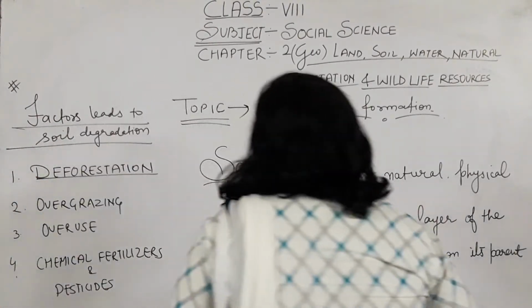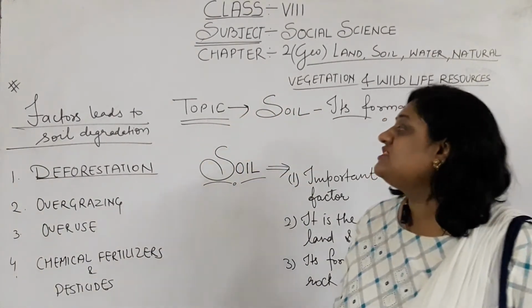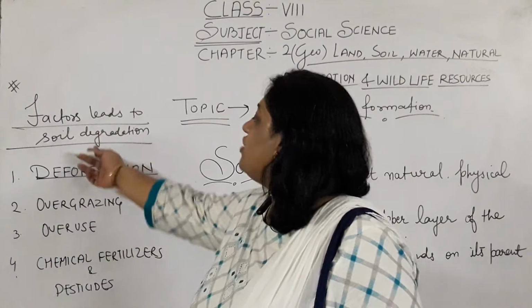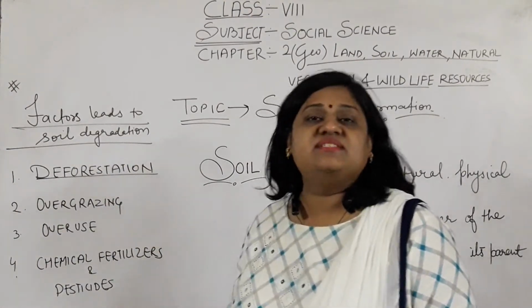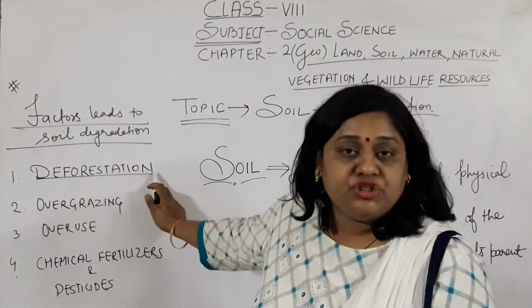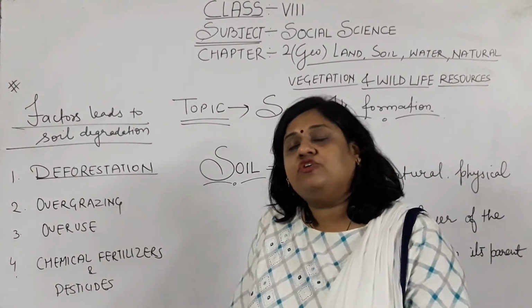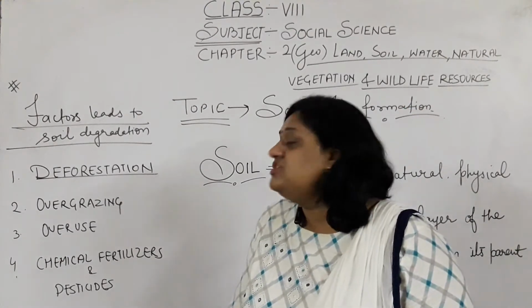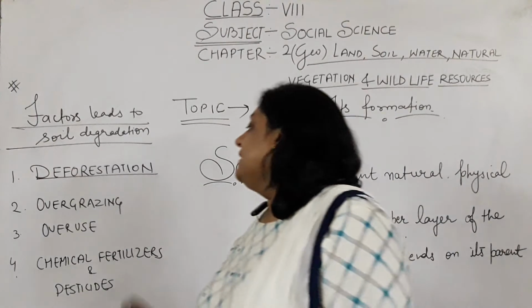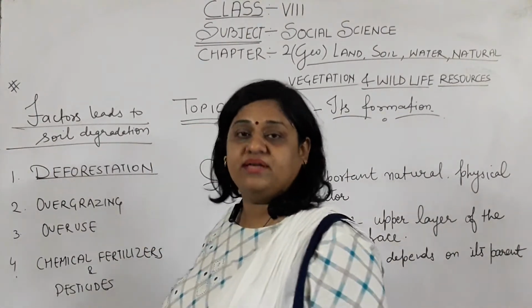Now children, we have the topic of what factors lead to soil degradation, that is, how the soil becomes degraded. The very first one, as we have discussed, is deforestation. Deforestation, again I am telling, is cutting down of trees and forests in an uncurtailed, unsystematic way. Because of this, the soil becomes exposed and degraded.